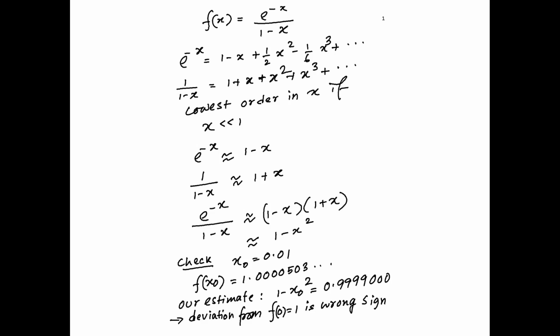Now, plug in the number x equal to 0.01 in the original formula without any approximation, you will get the value of the function to be 1.0000503, and our estimate in our expansion, if we plug in the number, we will get 0.9999. Now, this is a fairly good approximation, it is accurate up to the third place of decimal, but it fails to capture some crucial feature of the function.